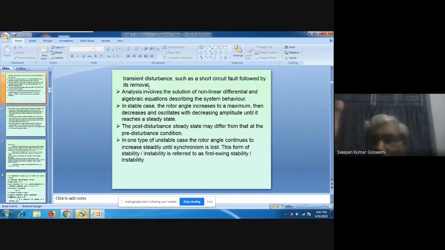So this creates a major disturbance between the input and output of the generator, because previously the power was flowing out of the generator, but now the power cannot flow. As the fault occurs, there is no corresponding change in the input to the generator. So the input remains the same, but the output cannot flow out of the generator. This creates a major difference.